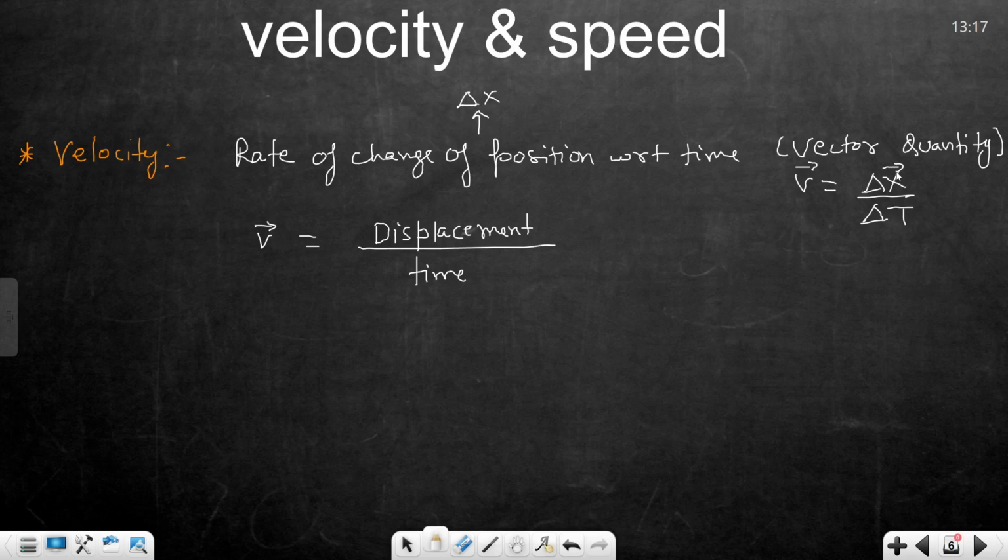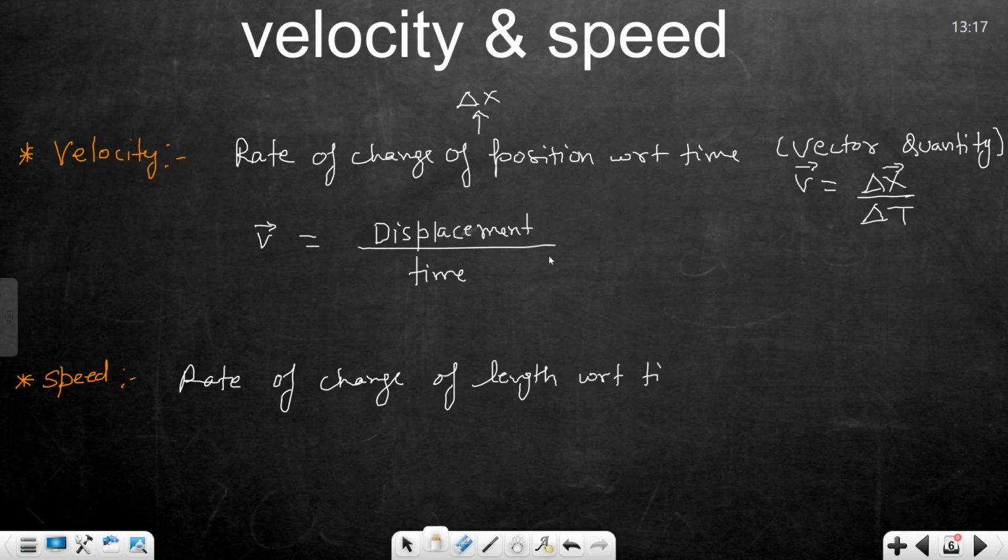In the same way, speed. What will be speed? Speed क्या होगा? Speed will be rate of change of length or distance with respect to time. ये समझते हो ना WRT, with respect to time. So it's a scalar quantity. It has no direction. Only magnitude is there.